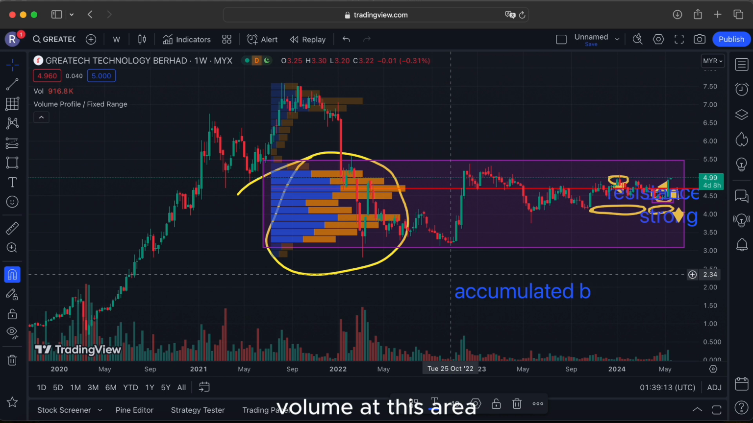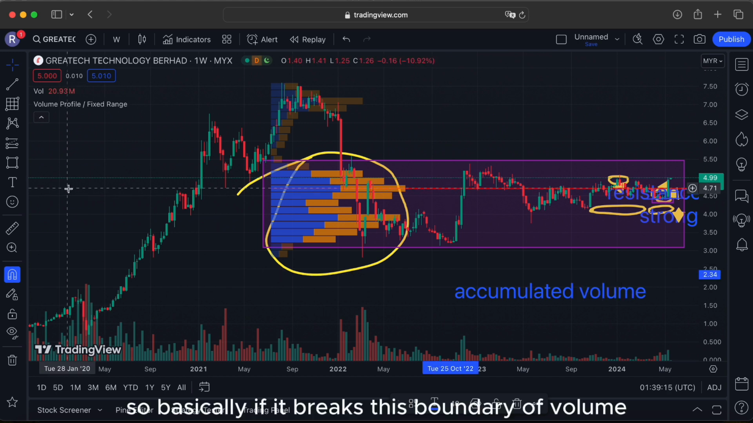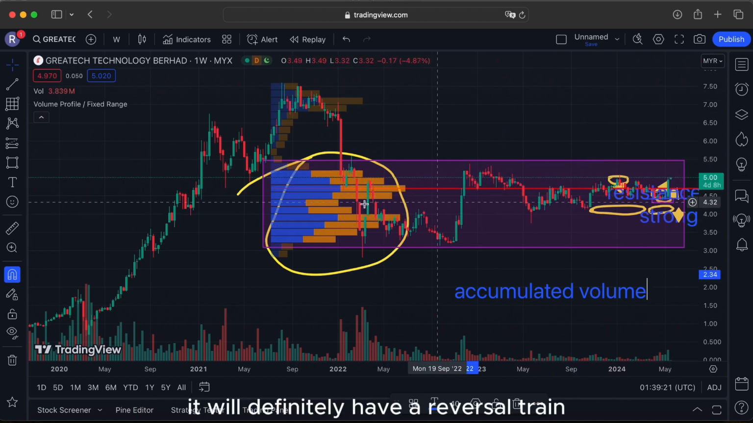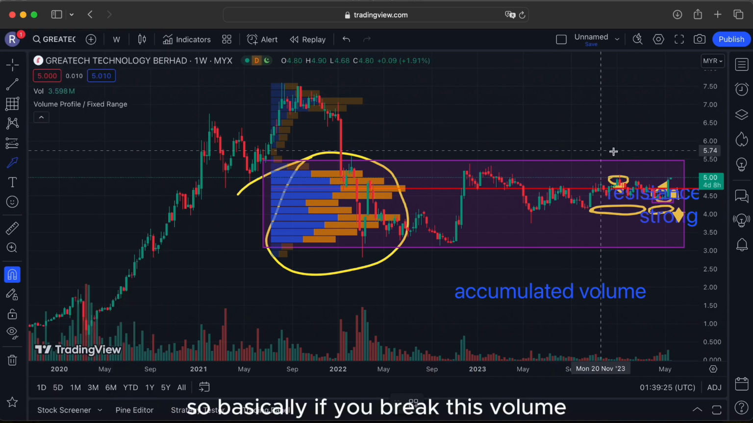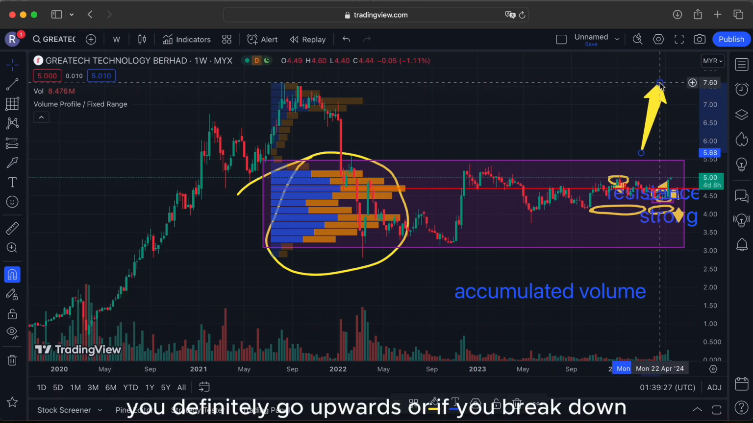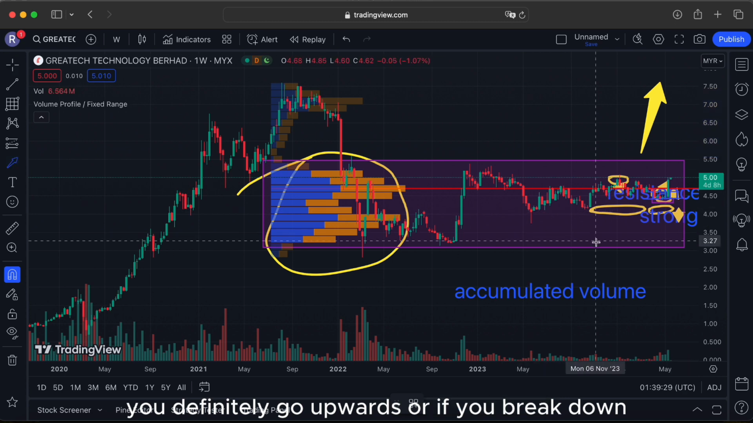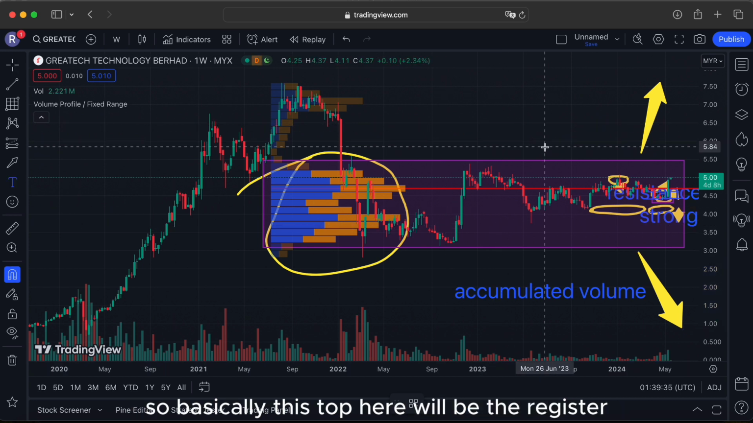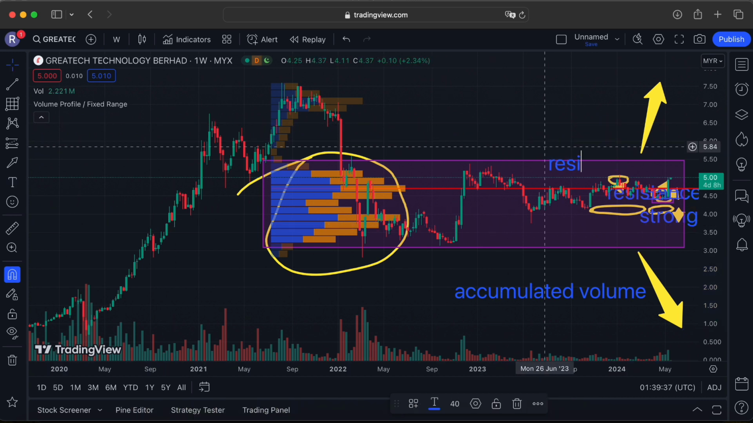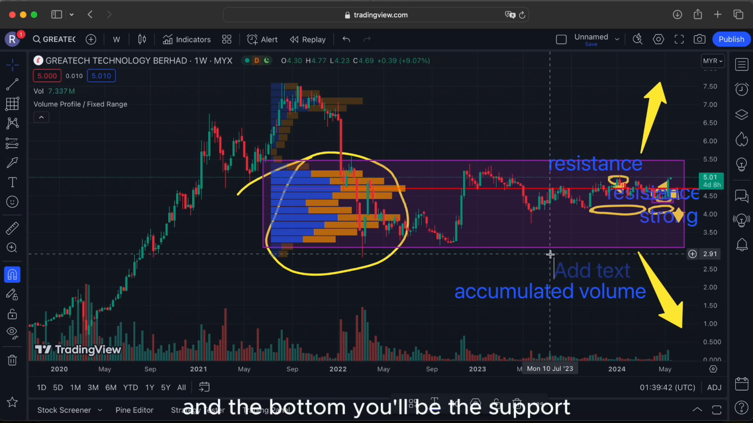So there is accumulated volume at this area. If it breaks this boundary of volume, it will definitely have a reversal trend, either going upwards or going downwards. If it breaks upwards, you definitely go upwards, or if it breaks down, it will definitely go downwards. So this top here will be the resistance, and the bottom will be the support.